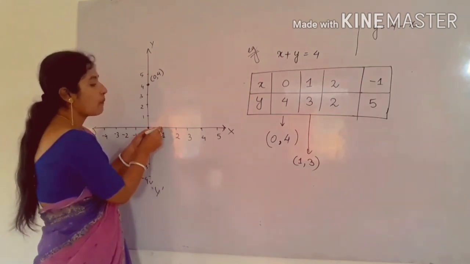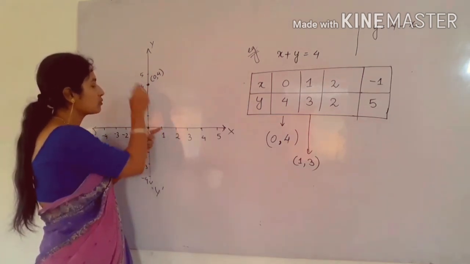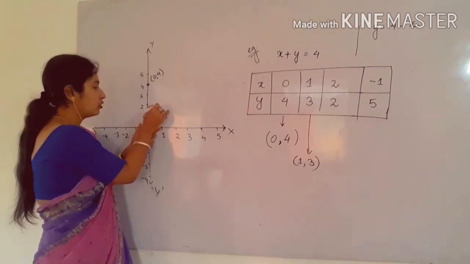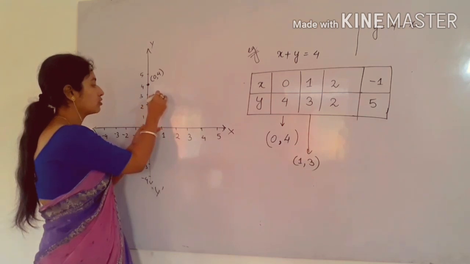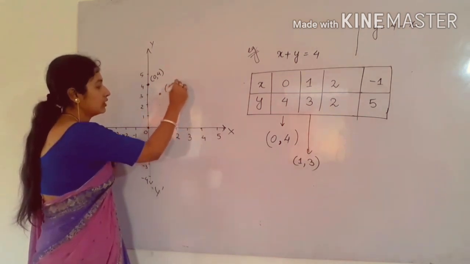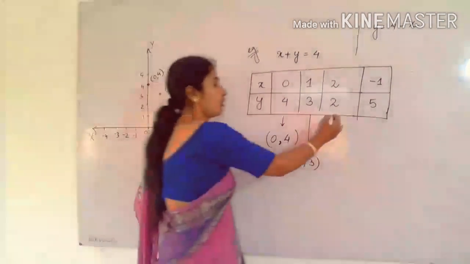Positive, you have to go upward direction. In upward direction, y is positive, that's why you have to go in upward direction. So 1, 2, here it is 3. So this point is what? 1, 3.